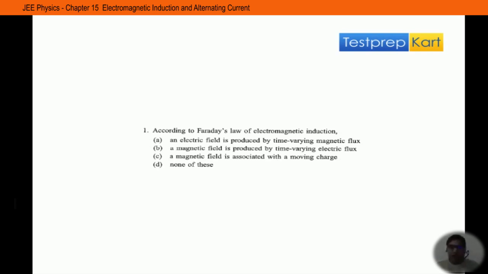So if we recall Faraday's law of induction, it states that the EMF induced is equal to the rate of change of flux, d phi over dt, where flux depends on the magnetic field. So here we can say that if there is a time-varying magnetic field, then there will be an induced electric flux. So option A is right in this question.